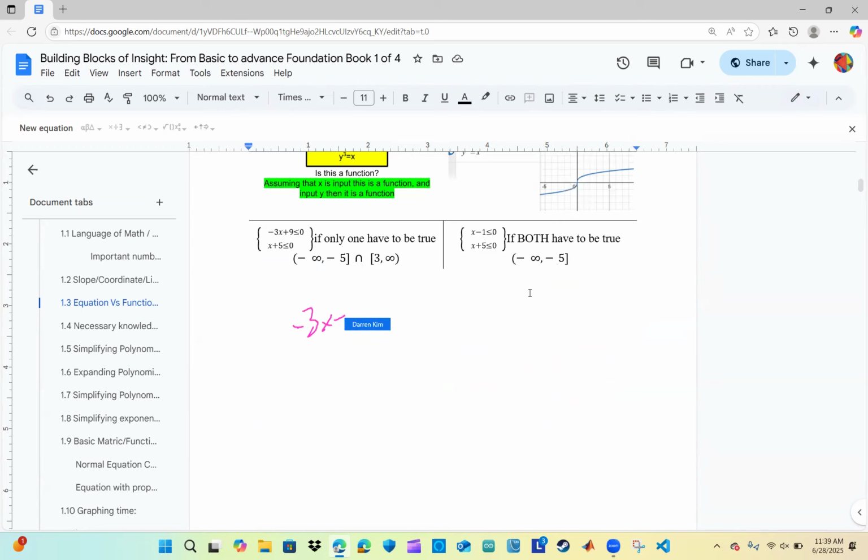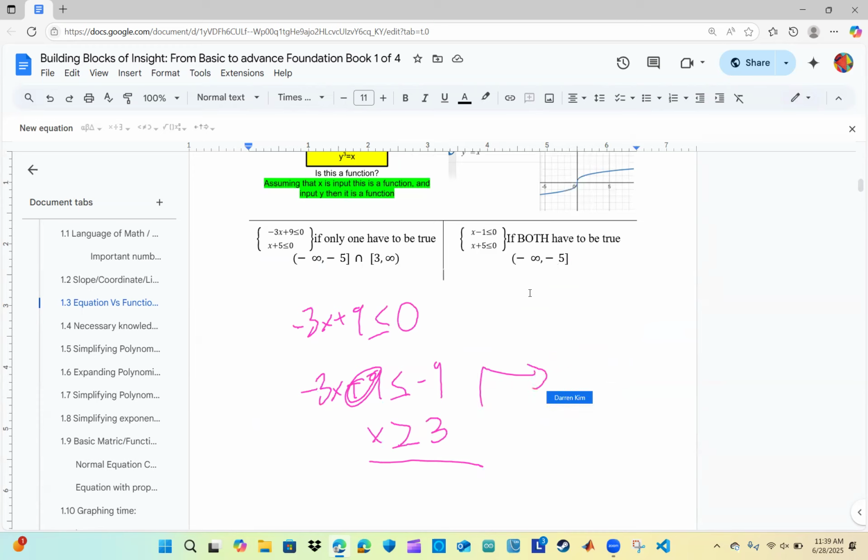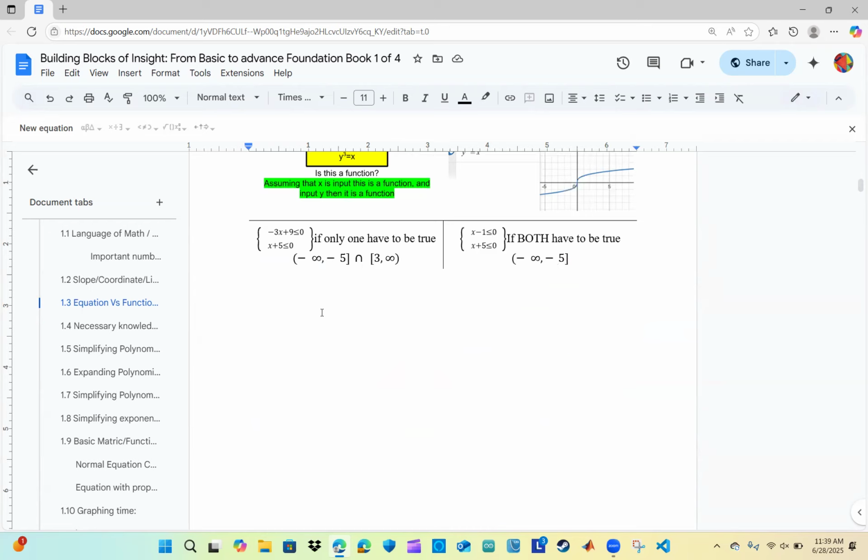Negative 3x plus 9 greater than 0. 3x plus 9 greater than negative 9. Okay, and then x is greater than negative 3. Yes, that's true. And then the other one is clearly true. Okay, we're good. We're all good.